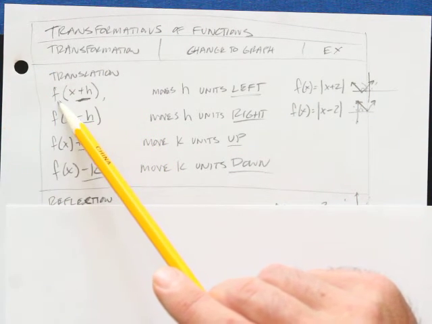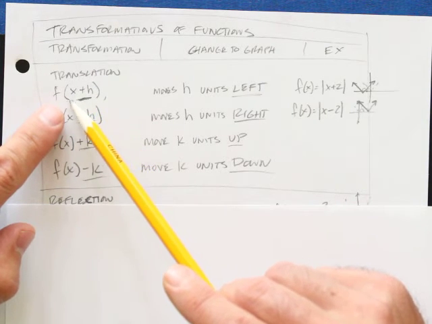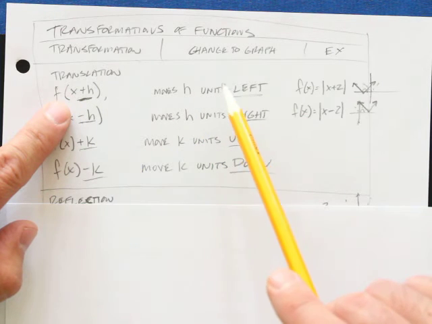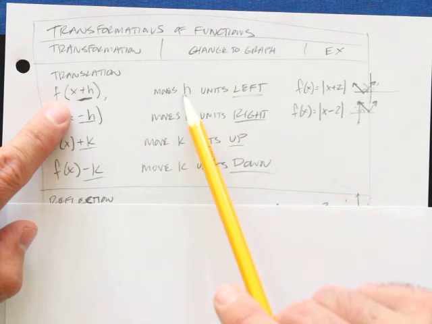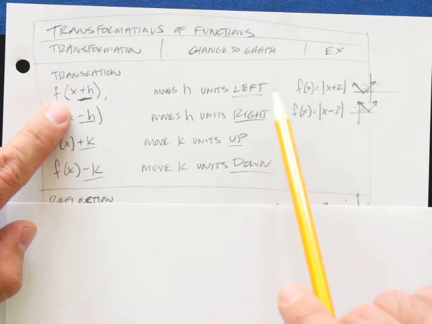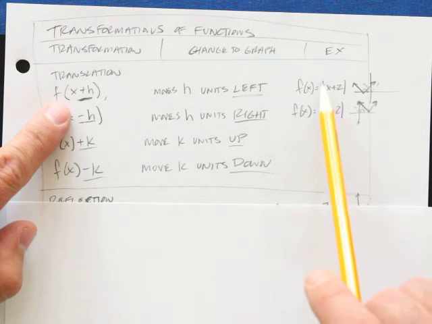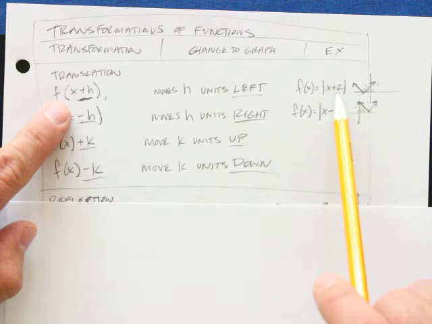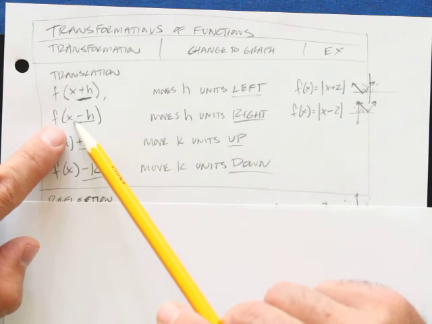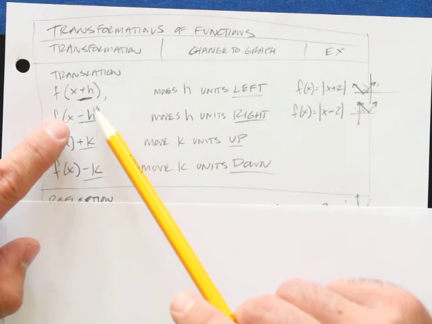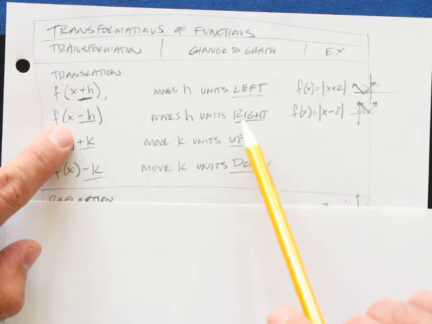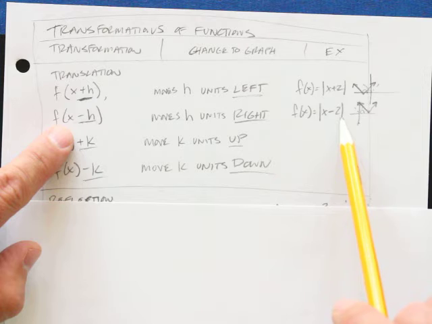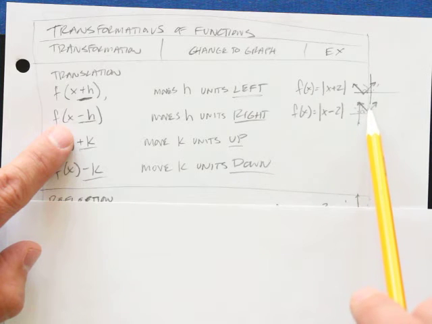So if I have f of x plus h inside the parentheses, plus h is going to move to the left h units, that many units to the left. For an example, I have f of absolute value of x plus 2. It's going to go to the left 2. If I have f of x minus h in parentheses, then it'll move h units to the right. So f of x minus 2 in absolute value sign, it's going to move the graph to the right.